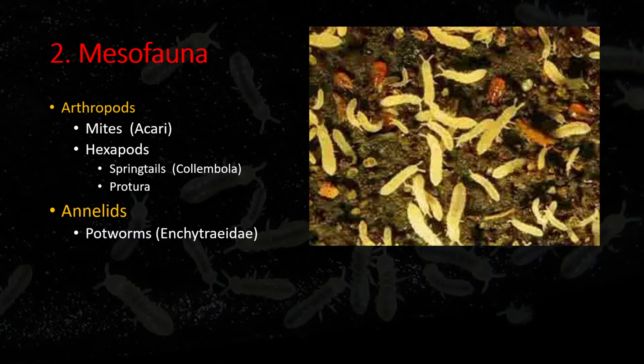All right, so that ends our macrofauna, and we're now moving on to mesofauna. So these are the smaller animals. Some of these you can see with your naked eye, some you might need a microscope. So we're going to include the arthropods, and we're going to have our springtails and protura and mites. And then in annelids, we have small worms called potworms.